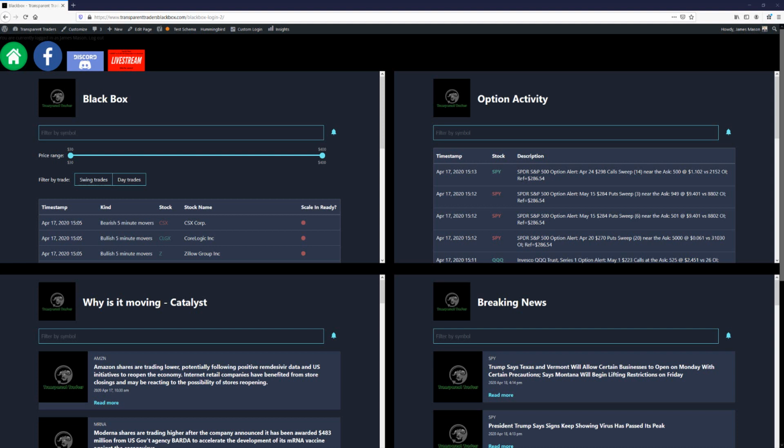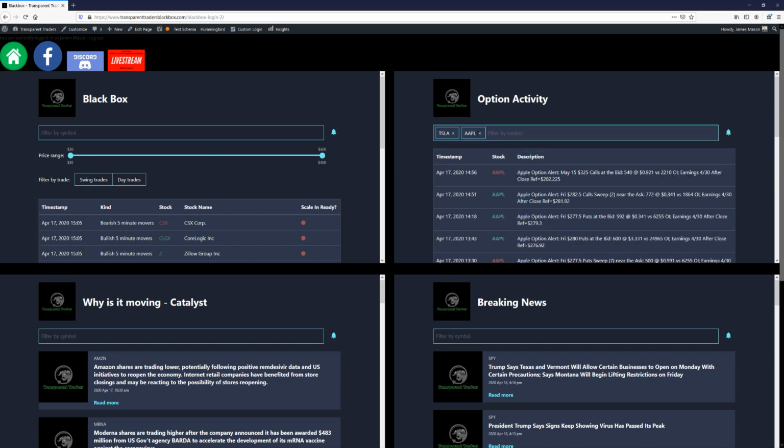So let me go ahead and break this down and show you actually how you can use this and benefit from this as an options trader. If you are not familiar with the TT Blackbox as a whole, the option activity flow is just monitoring orders from Wall Street. And if there are certain tickers that you like to follow, you can easily just type them in here and monitor just for those.